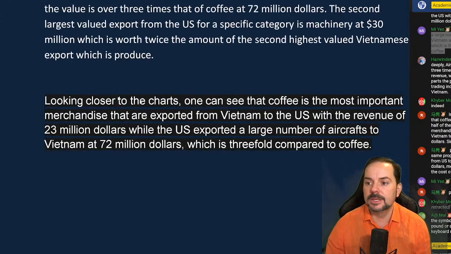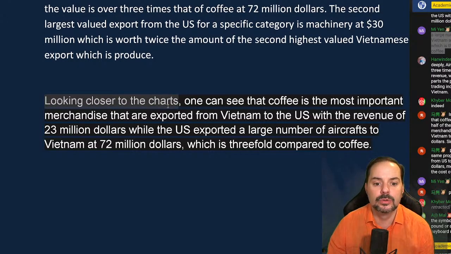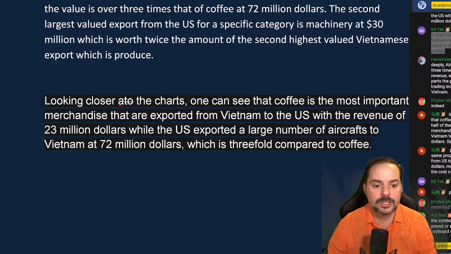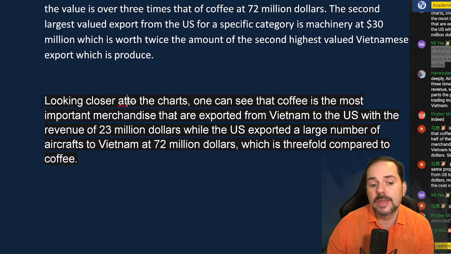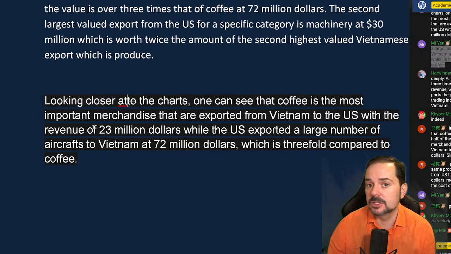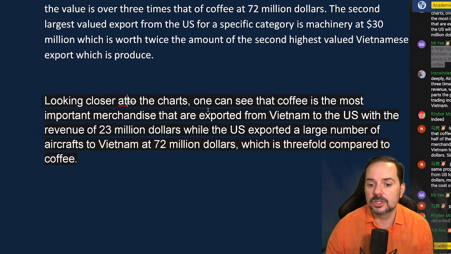Okay, Mien, so let me give you a bit of feedback. Mien writes, looking closer at the charts, one can see that coffee is the most important merchandise that are exported from Vietnam to the US. We don't actually know if it's the most important. We know it's the most valued, but that doesn't necessarily mean that it's the most important. So be careful, Mien, with making assumptions or inferences that might not be true. So looking closer at the charts, one can see that coffee is the most valued.